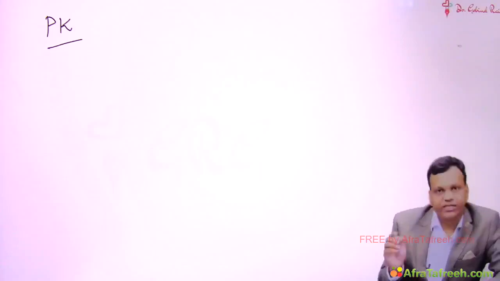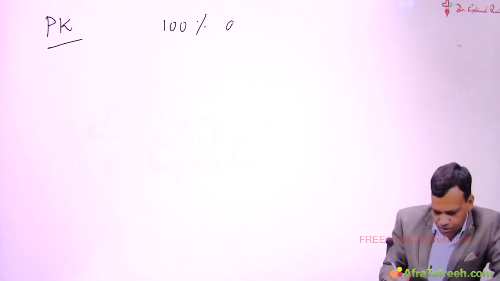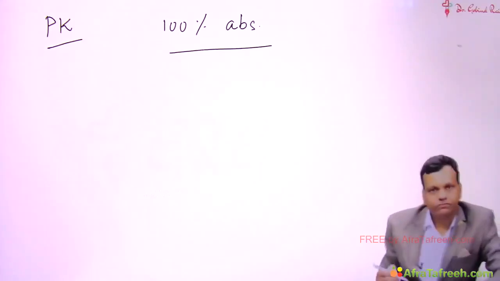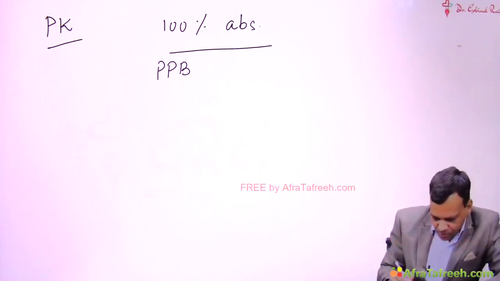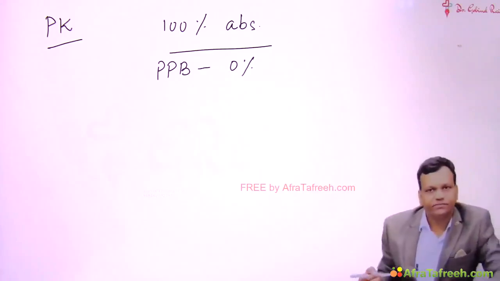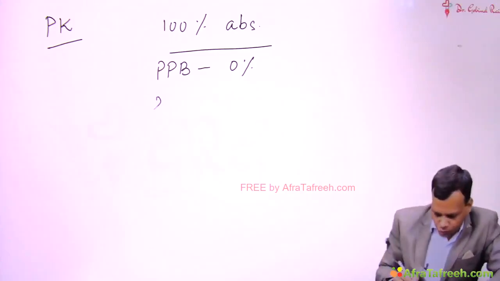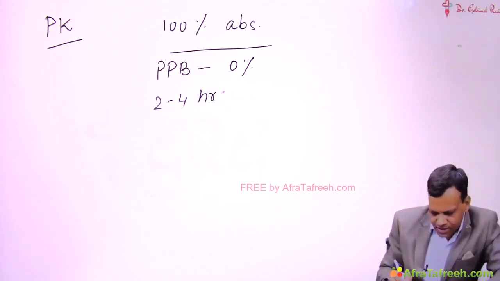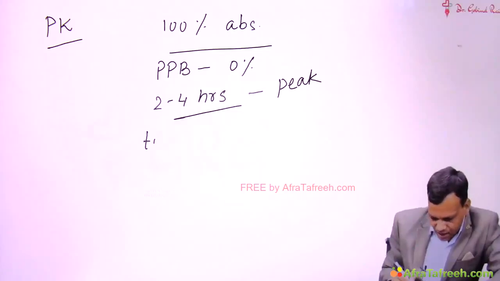So first of all, pharmacokinetics of lithium. Lithium is a drug which has almost 100% absorption. So when we give it orally, all the drug is absorbed. It has negligible plasma protein binding, almost 0%. So when we give oral tablet of lithium, in around 2 to 4 hours, peak levels are reached. Peak levels are reached in 2 to 4 hours. Next important thing, lithium has a half-life of 24 hours.